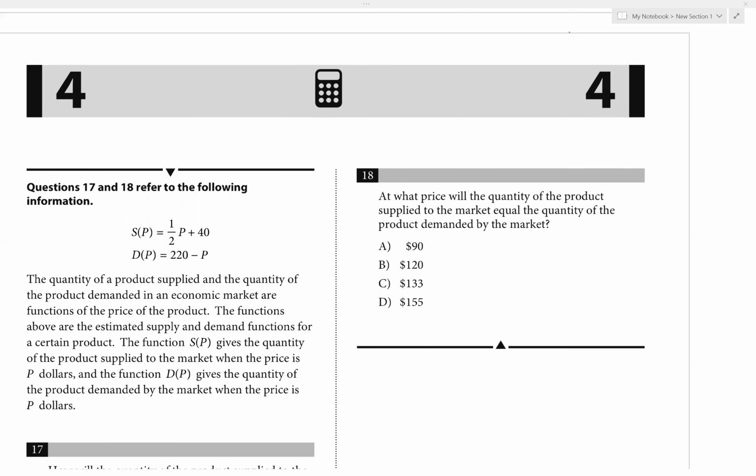Right, number 18. At what price will the quantity of the product supplied to the market equal the quantity of the product demanded by the market? All right. So we want to know at what price will they be equal to each other. Okay, so we want the supply to equal the demand.